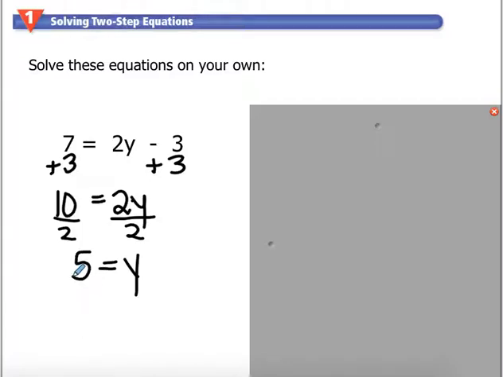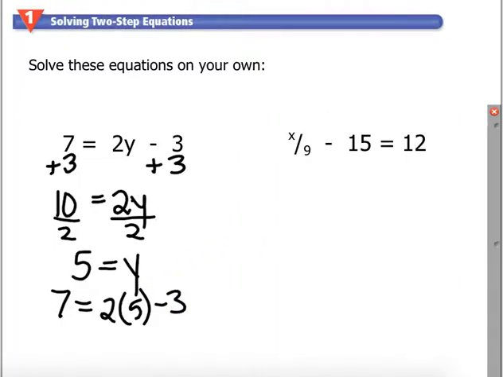How do we know if this is right? Well, we can plug it in and make sure that 5 is correct. So we say 7 is equal to 2 times 5 minus 3. We get 10 minus 3, and yes, that does equal 7. So our answer is correct.